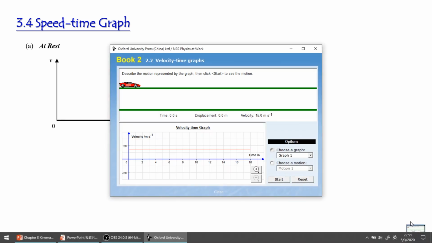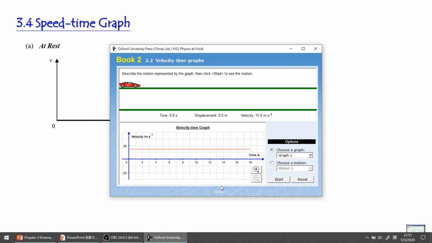That means we use a graphical method. Okay, this is the graph. The speed-time graph, a graphical method to show the motion of an object. For example, if the motion of an object is at rest, what should the graph look like? Maybe before we continue to discuss the various graphs, we can have a look at the motion first.